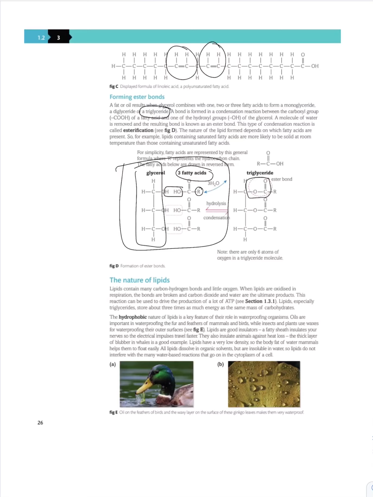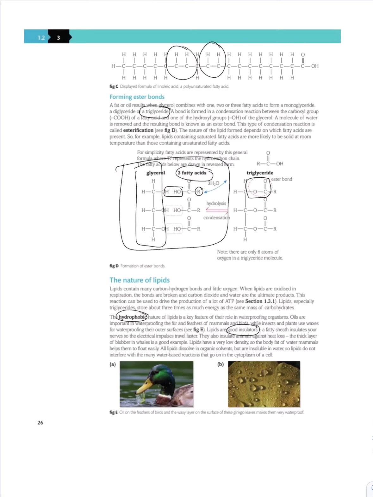The hydrophobic nature of lipids is a key feature of their role in waterproofing organisms. Oils are important in waterproofing the fur and feathers of mammals and birds, while insects and plants use waxes for waterproofing their outer surfaces. Lipids are good insulators, so we've established that they are hydrophobic, and that's good to prevent waterlogging. And now we're saying they're good insulators. So a fatty sheath insulates your nerves so the electrical impulse travels faster. You will learn about this later on.